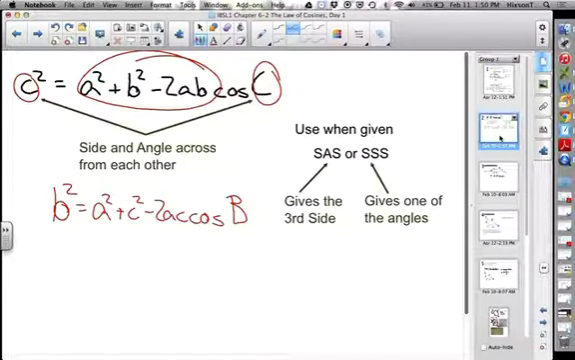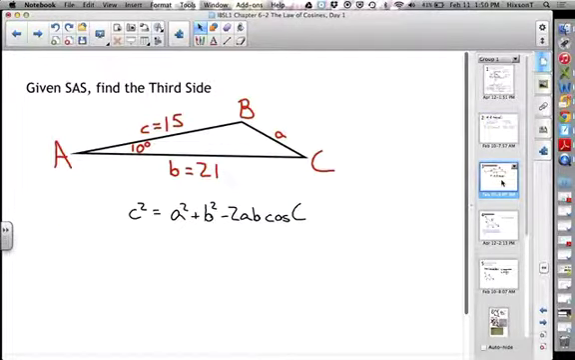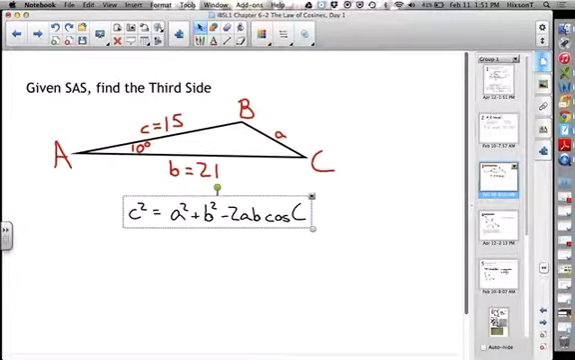Also, recognizing the overall structure that you have here, where this side is across from this angle, we don't need to memorize 3 different variations with all the letters interchanged. We understand the structure of the formula, and we can then use it properly. So let's now take a look at, if we're given side angle side, how would we find the third side? This is the easier thing to solve for when we're using the law of cosines.